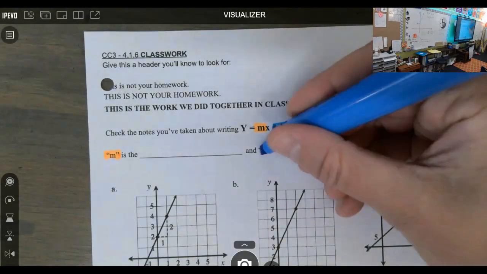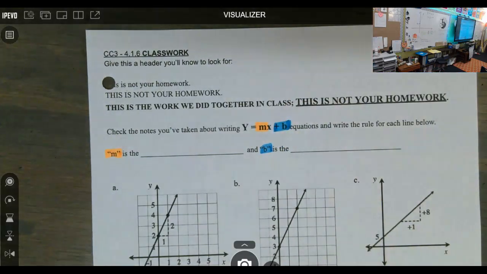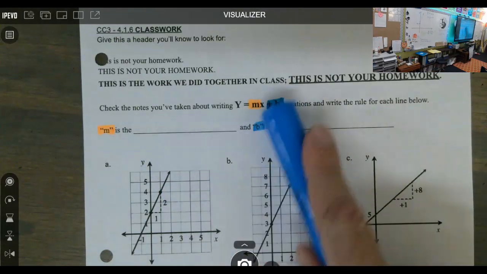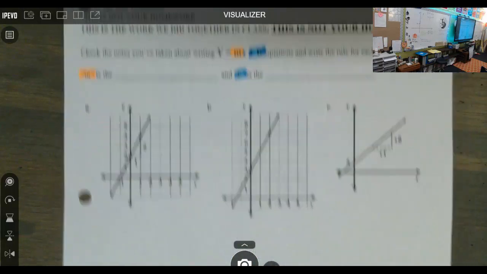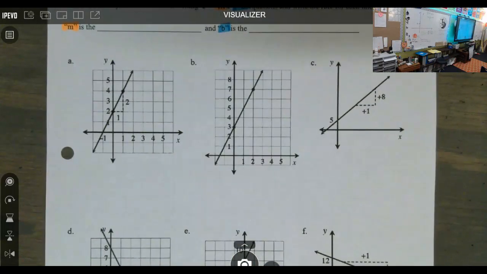I would make sure that you and your partner agree on what the m is used for and what the b is used for before you dive into looking at these graphs down here. Then, hold up. Sorry. Thirty more seconds and I'll let you go.